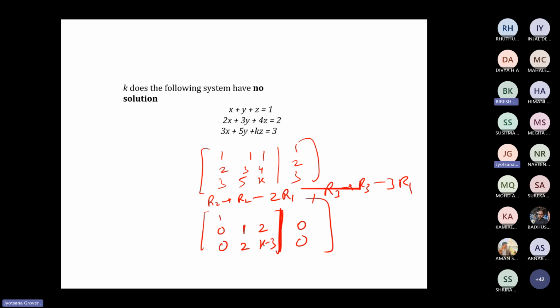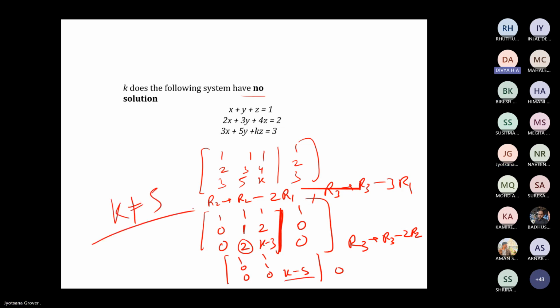No solution means, okay, we have to do one thing more. 1 0 0 1 1 2. Now you have to convert this to 0. R3 is R3 minus 2 R2. 1 0. Then k minus 3 minus 2 k minus 5, 7. Okay. So for which it does not have any solution, that means k minus 7, ma'am.